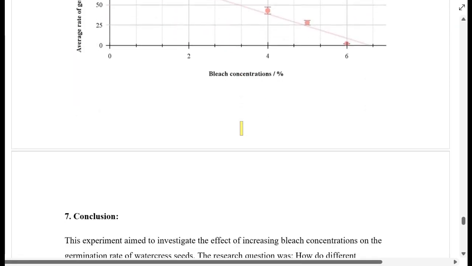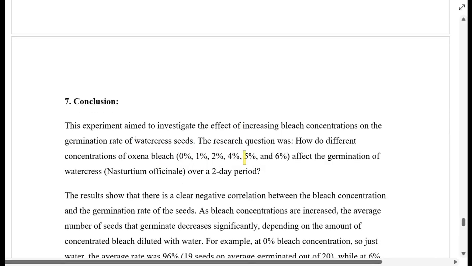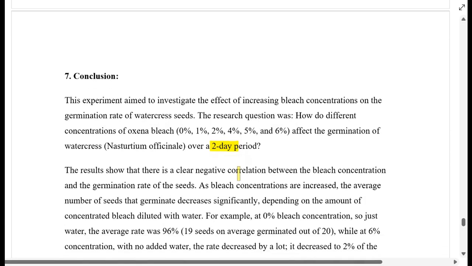Now, up here you talk about 2 to 48 hours, down here you talk about 2 days. It's minor, but be consistent. Use consistent language all the way through.